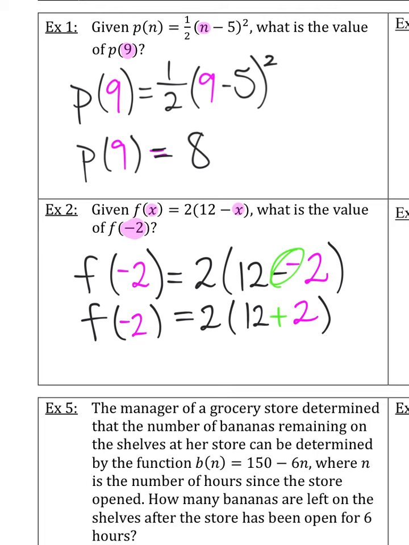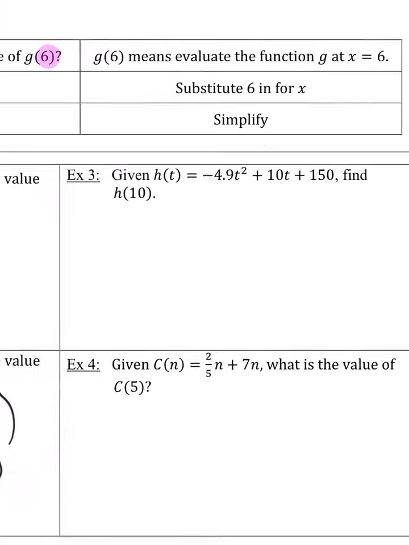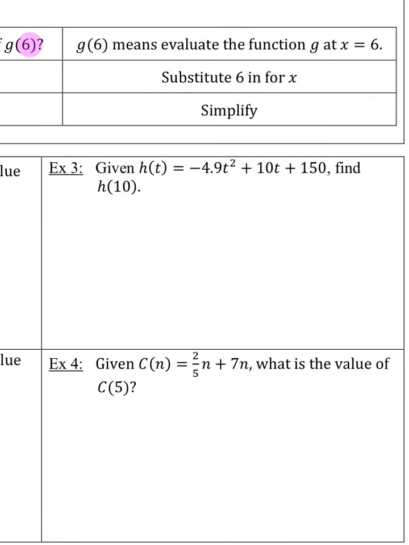Once you have evaluated this function, again, super fast, once you put in 2 times 12 minus negative 2 into your Desmos, you should get 28 as your answer. 28 is your final answer. This is how you should write it on your paper, because you are evaluating f of negative 2. All right, my friends, let's go to example number 3.